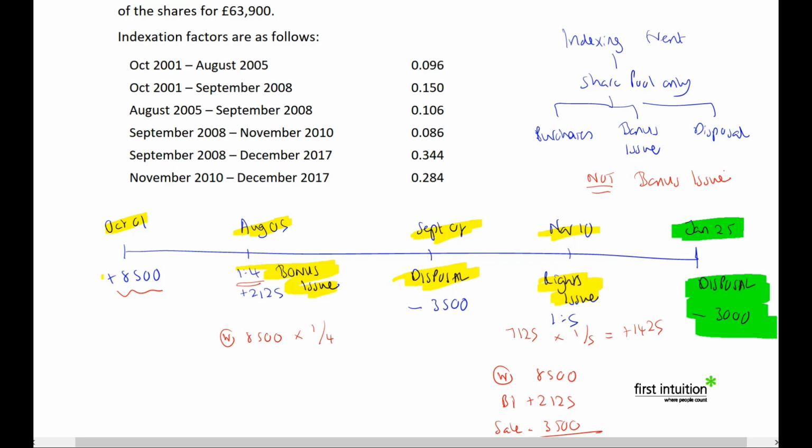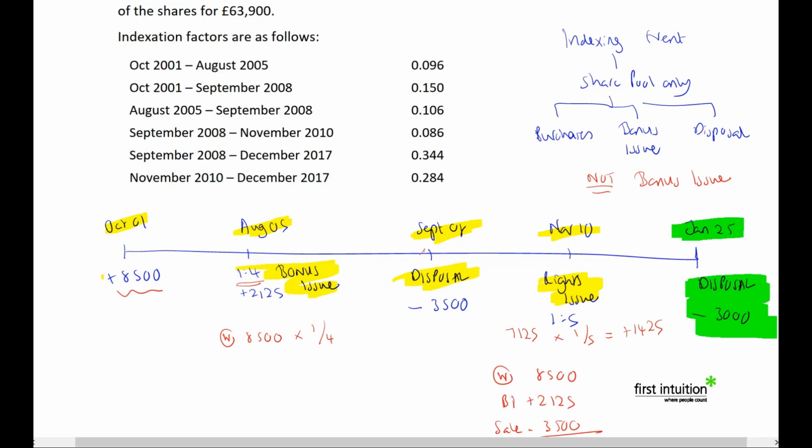As I look at this one, October 2001 is where I start. I've added 8,500 shares at that date. I'm now going to look forward until my next indexing event. The bonus issue is not an indexing event, so I skip straight past that and keep going till my next event, which is September 2008. That involves a disposal of shares. That will mean that I am going to update the indexation before I process that disposal.